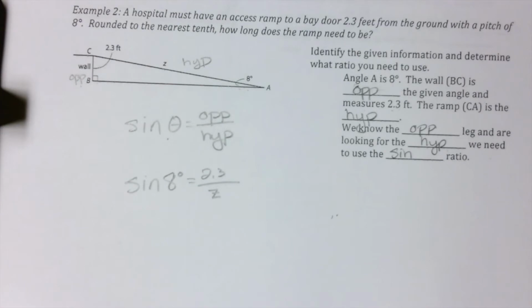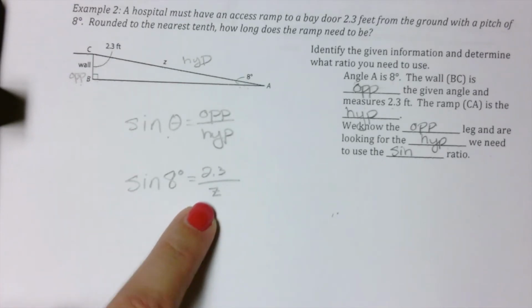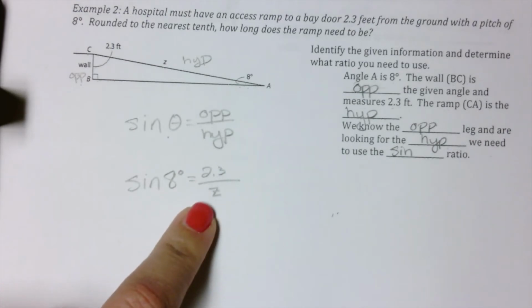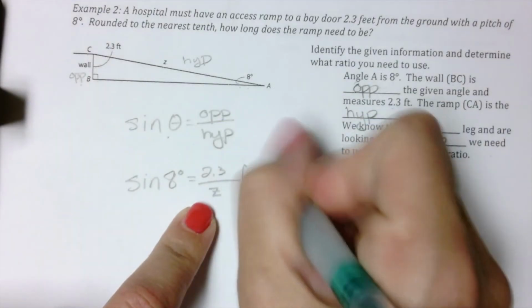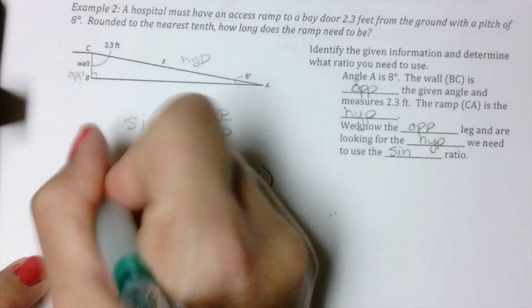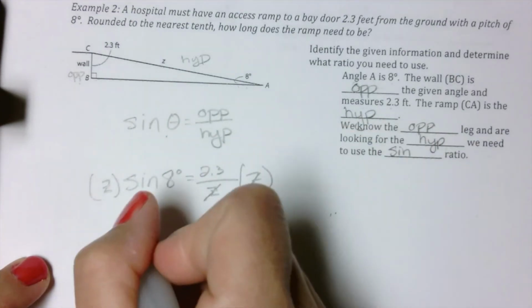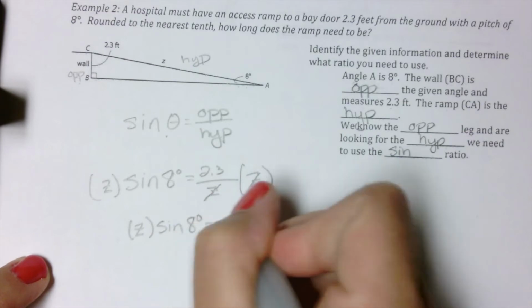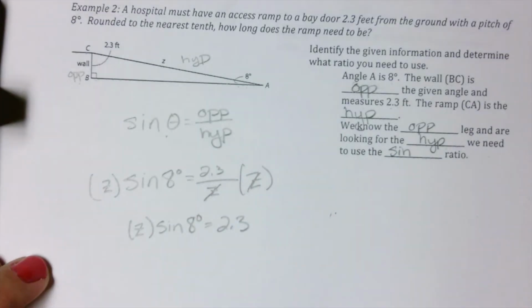We always are going to multiply by this denominator because this denominator is dividing whatever's on top of it. If this denominator was a number, we would multiply by that number. But this denominator just happens to be a Z. So we're going to multiply by Z. Those Z's cancel each other out and leave you with Z times the sine of 8 degrees equals 2.3 feet.